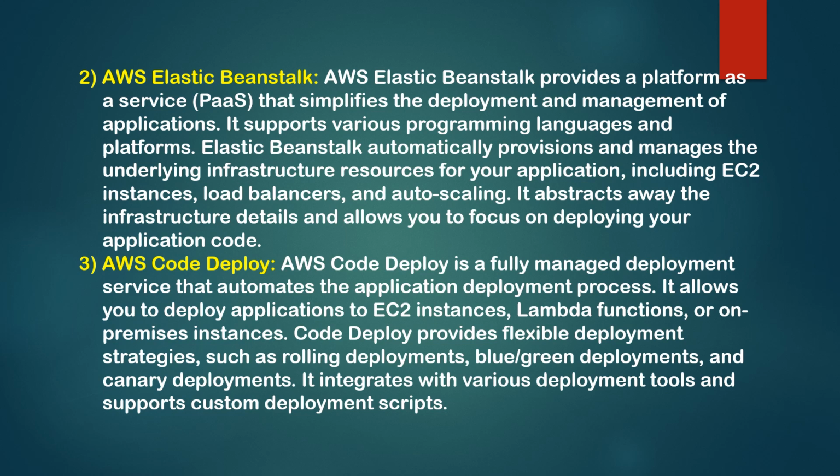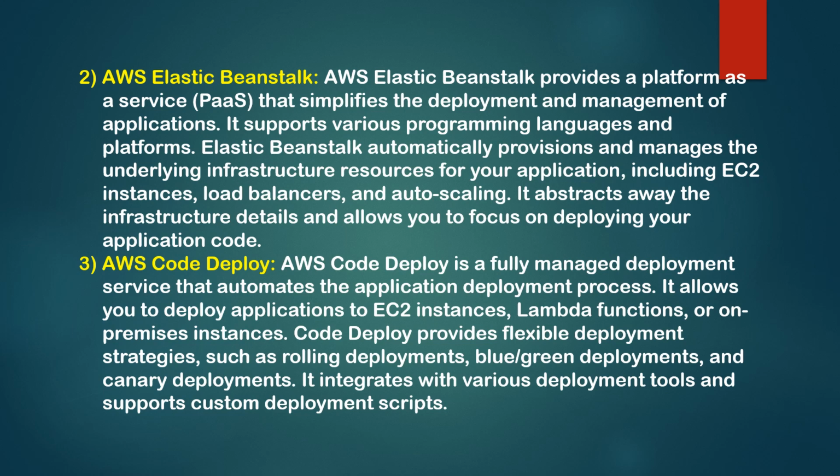Number 2. AWS Elastic Beanstalk. AWS Elastic Beanstalk provides a platform as a service that simplifies the deployment and management of applications. It supports various programming languages and platforms. Elastic Beanstalk automatically provisions and manages the underlying infrastructure resources for your application, including EC2 instances, load balancers, and auto scaling. It abstracts away the infrastructure details and allows you to focus on deploying your application code.